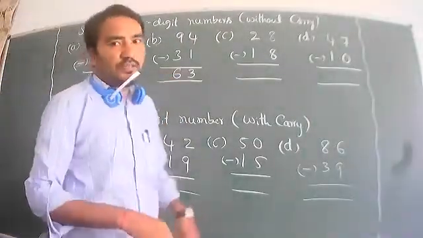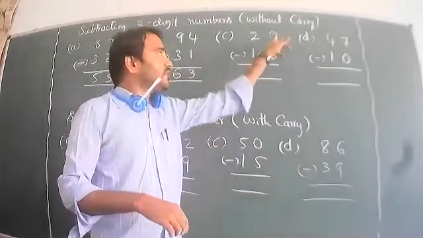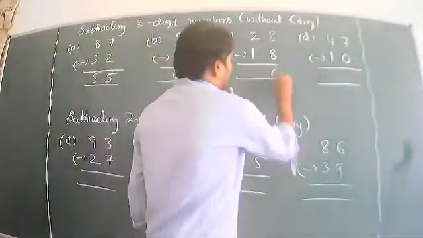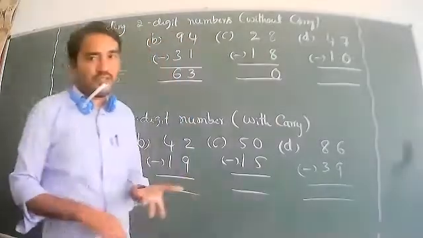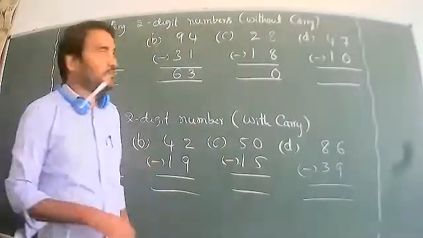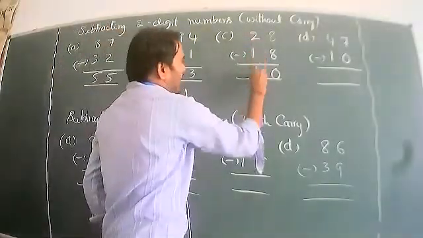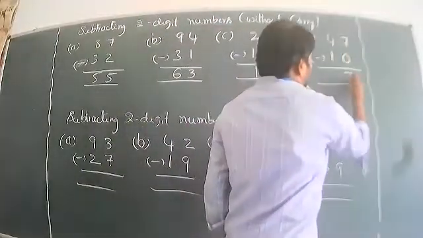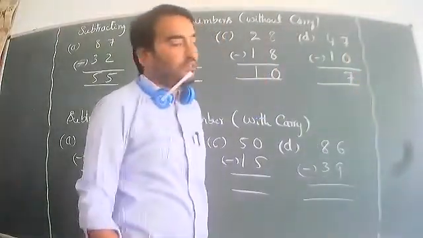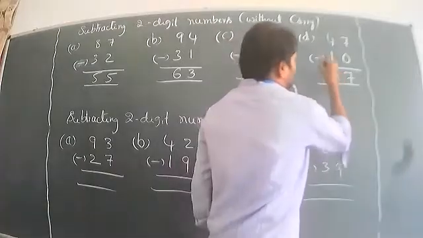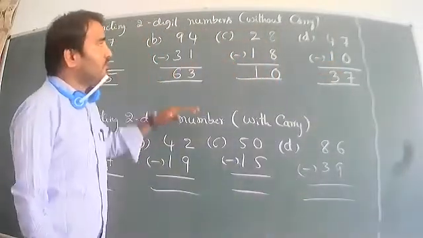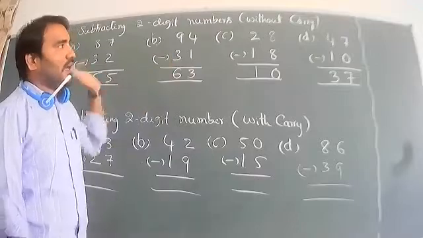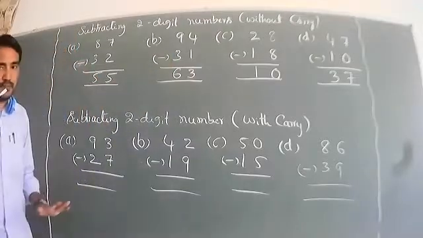Now 8 less 8. Subtract itself numbers. What is the answer when a number is subtracted from itself? The difference is 0. So you know the properties of facts of subtraction. 2 less 1, 1. Now 7 less 0. The answer is itself, 7. 4 less 1, 3. So this is the subtraction without carry. It is a very easy concept.